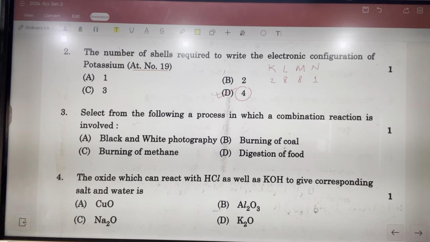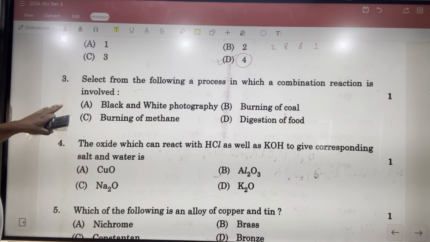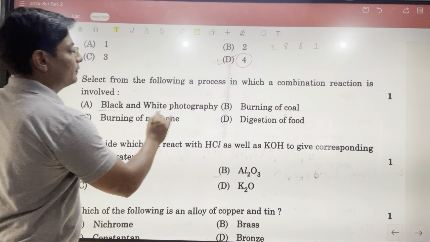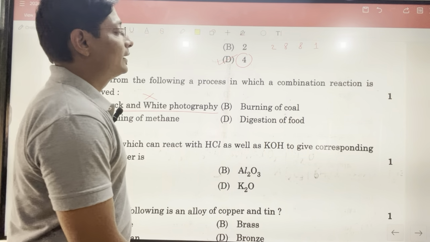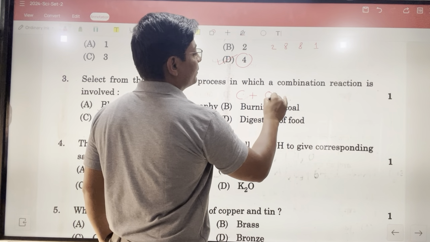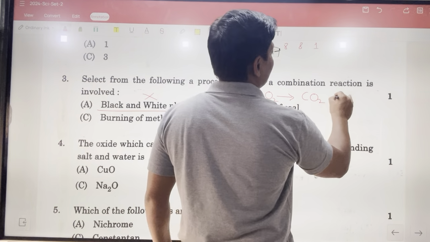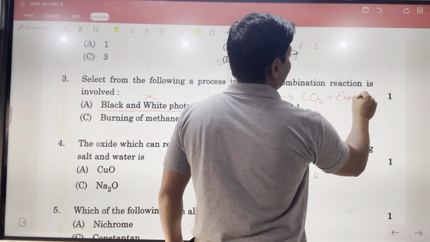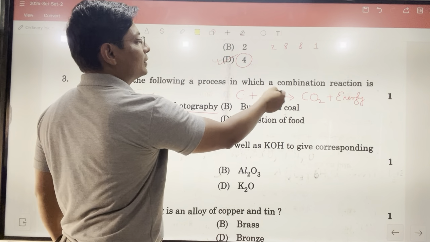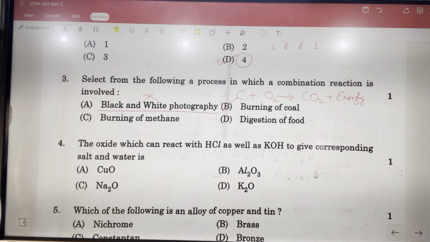Then third question is select from the following a process in which a combination reaction is involved. So combination reaction basically occurs when two or more elements combine together to form a compound. So therefore here if you observe black and white photography, it doesn't have to do anything with that reaction. Then burning of a coal. So burning of a coal is nothing but it is carbon burning in the presence of oxygen. So it will form carbon dioxide which is a compound, and along with that it will produce lots of energy. Okay, so therefore this particular reaction is nothing but combination of two different elements, carbon and oxygen. So therefore this satisfies that. So therefore option B would be the correct option.